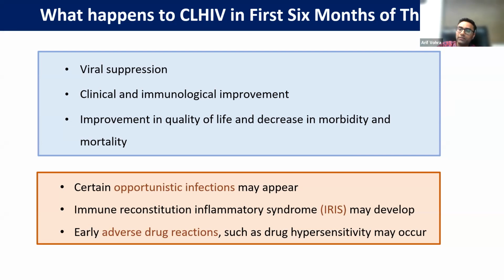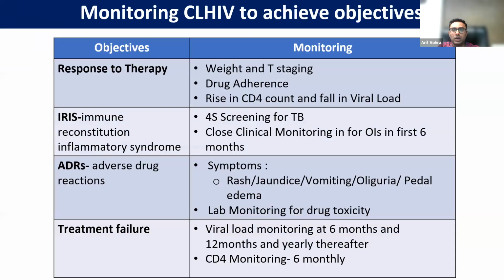So the child might develop IRIS also. Certain drugs will have side effects starting within a few days or weeks, like drug sensitivity, which may appear even with ART. At the same time, the virus goes down, our immunity is improving, and the child's quality of life is improved. But because the immunity is improving, some opportunistic infection may appear and IRIS may develop. So what do we do when the patient comes to us once we have started the antiretroviral therapy?